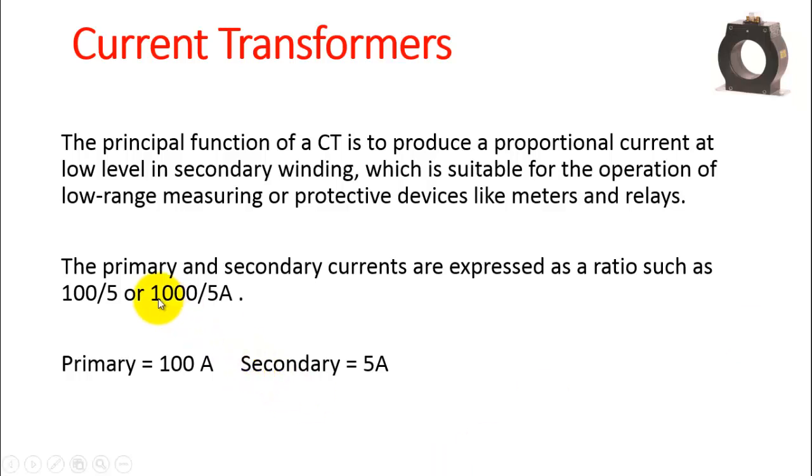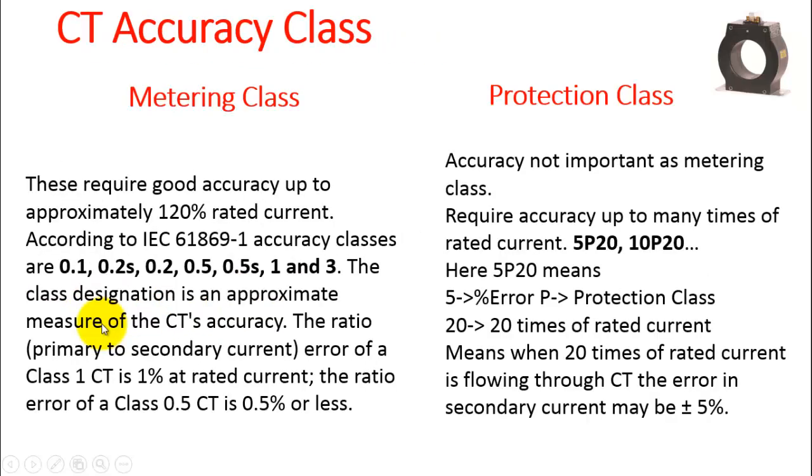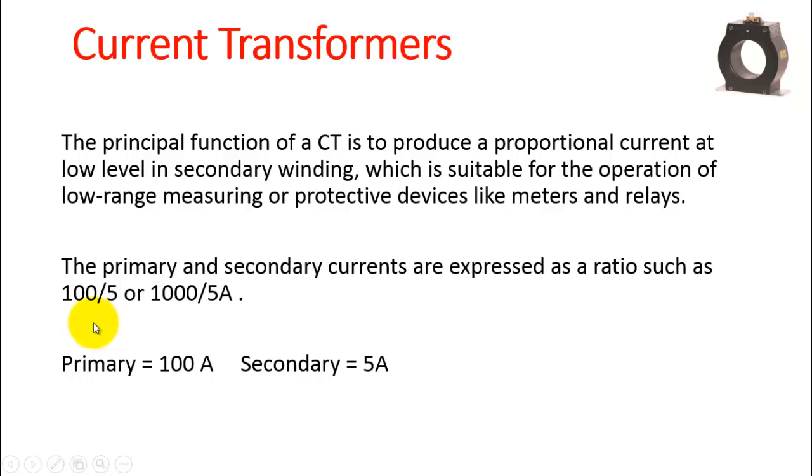The current transformer currents are expressed in primary to secondary current ratio such as 100 by 5 or 1000 by 5 ampere ratio. When we say 100 by 5 CT, it means that when 100 ampere flows in the primary conductor, the CT will produce 5 ampere. Similarly, for 1000 by 5 ampere.